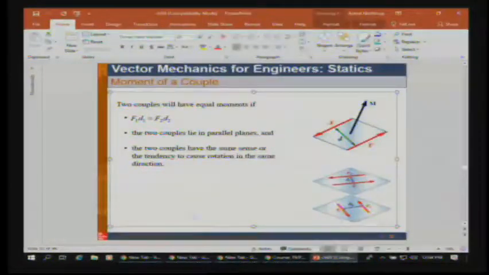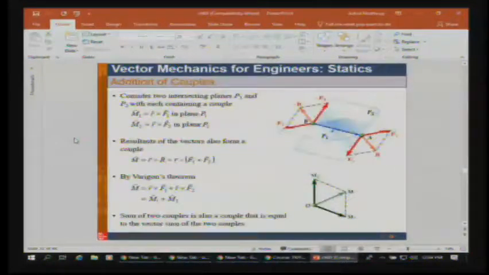Two couples have equal moments if F times d is equal to F' times d', if the two couples lie in parallel planes, and if they have the same sense or tendency to rotate. So once again, in 2 dimensions, if F and d are in a plane, or F and F prime, F and F minus, are in a plane, then M is going to be perpendicular to that.